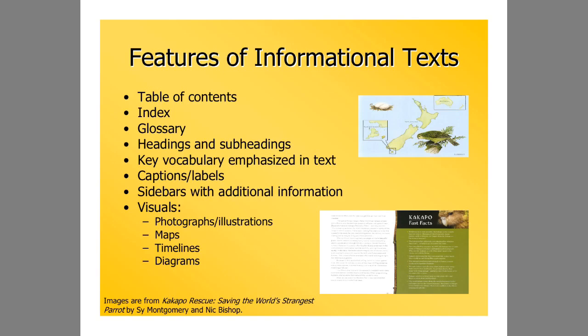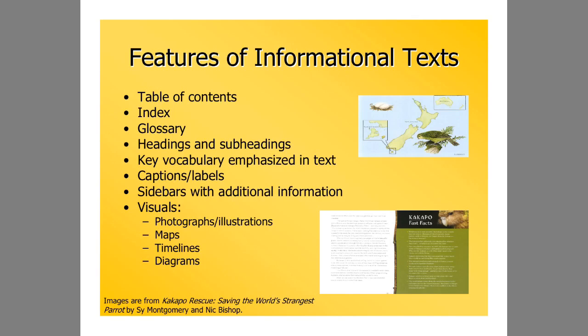A glossary in an informational book is sort of like a dictionary of key terms that are mentioned in the book. Informational books also include headings and subheadings to organize the different topics. Those headings and subheadings also serve as important cues to let the reader know what they're going to be reading about. And as I mentioned in last week's lecture, when we talked about comprehension strategies, having students preview those headings and subheadings is a really important step to helping them comprehend a reading selection.